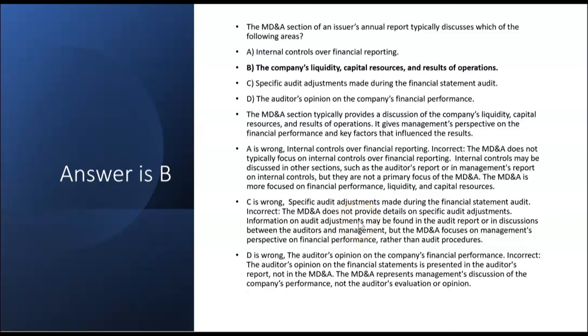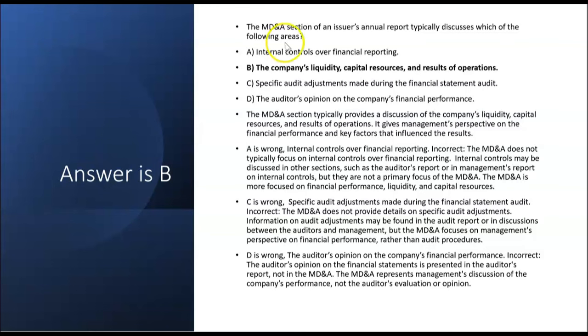C is wrong. Specific audit adjustments made during the financial statement audit. MD&A does not provide details on that. Information on audit adjustments may be found in the auditor's report or in discussions between auditor and management, but MD&A, we said, focuses on management's perspective on financial performance rather than audit procedures. And D is wrong. The auditor's opinion on the financial statements, that's presented in the auditor's report, not in MD&A. MD&A represents management's discussion of the company's performance, not the auditor's evaluation or opinion.